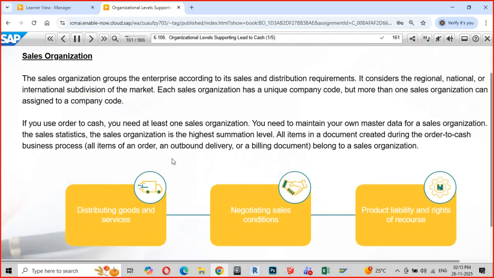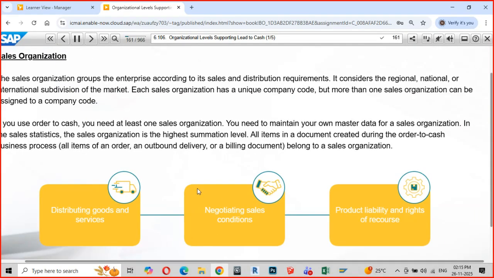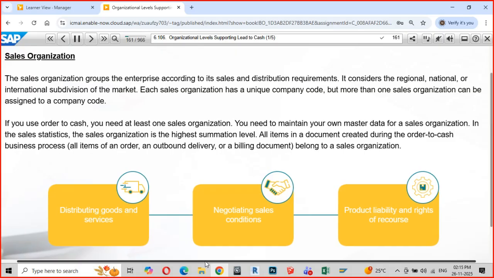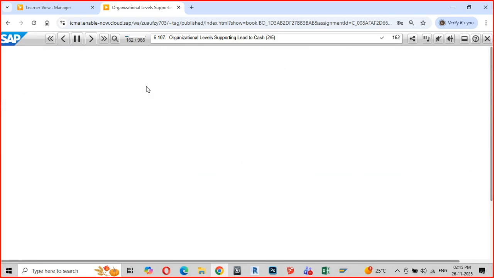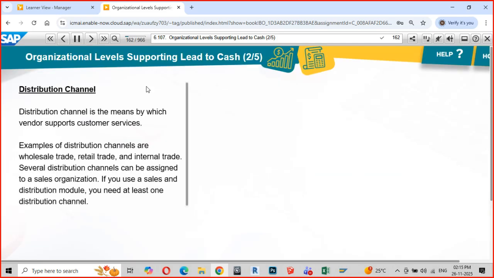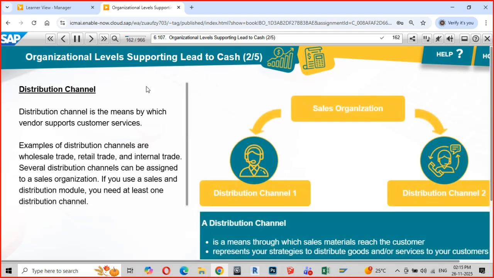Sales organization. So you can read it in your free time, dear students. You can understand what a sales organization is. So the distribution channel, what is a distribution channel? You can understand what exactly it is and how you need to classify your distribution channels.